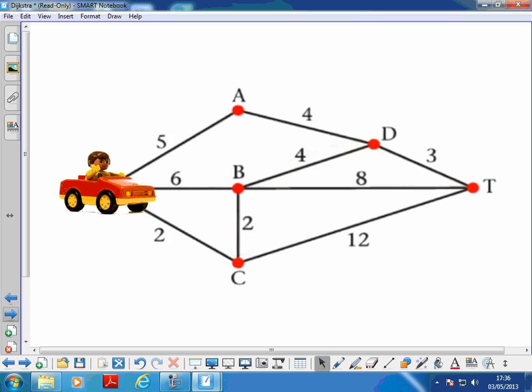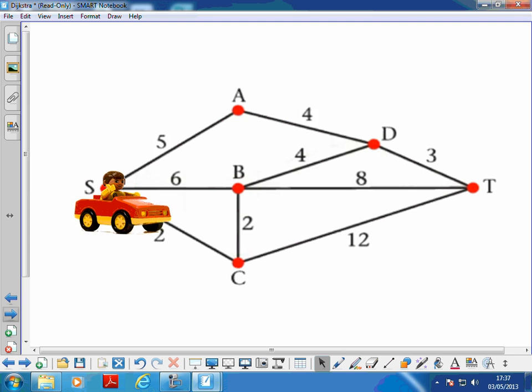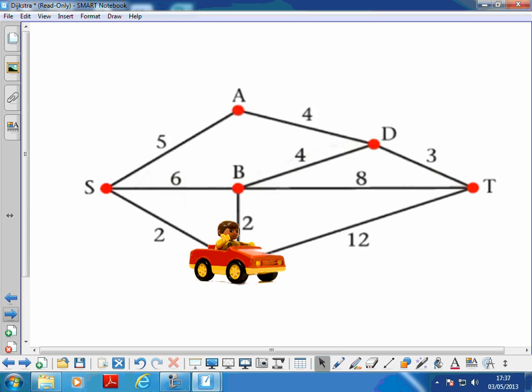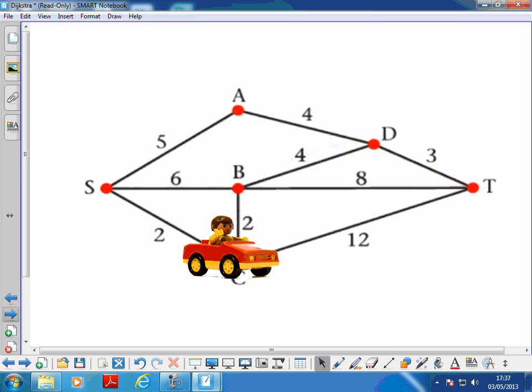The shortest distance that we know of so far to get to C is 2. Now, so far we're remembering a 5, a 6 and a 2. And obviously we're trying to do the shortest route, so we go with the 2. So this is definitely going to be the shortest distance to C. Absolutely. Now, once we're at C, we could go off to B. That would be an extra 2. So that would mean that we could get to B at a distance of 4.